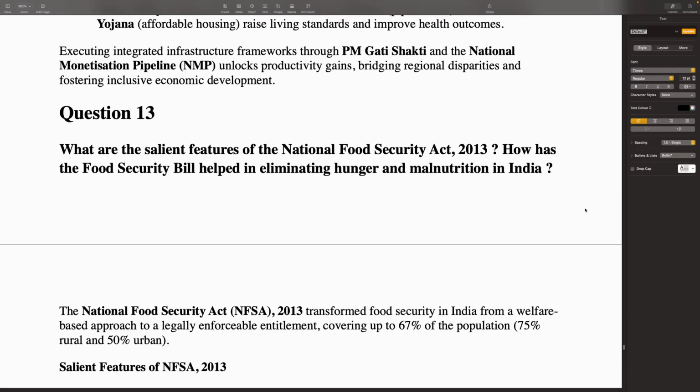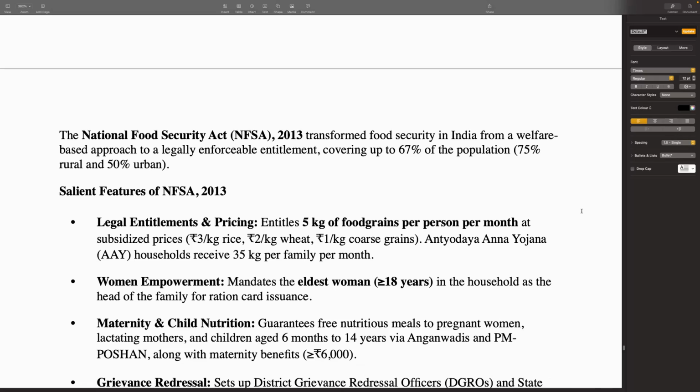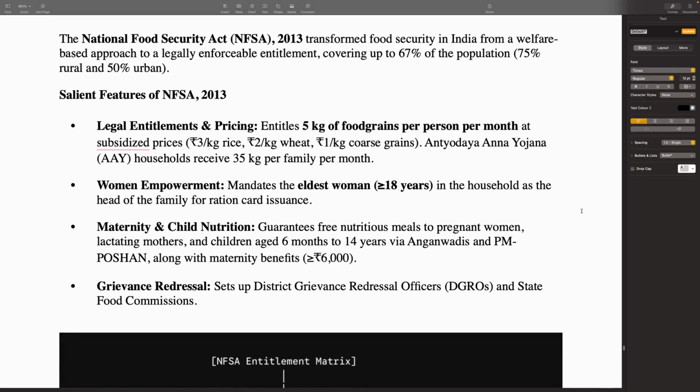Question 13. What are the salient features of the National Food Security Act 2013? How has the Food Security Act helped in eliminating hunger and malnutrition in India? The National Food Security Act (NFSA) 2013 transformed food security in India from a welfare-based approach to a legally enforceable entitlement covering up to 67% of the population, 75% rural and 50% urban.